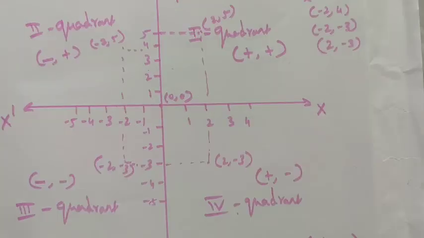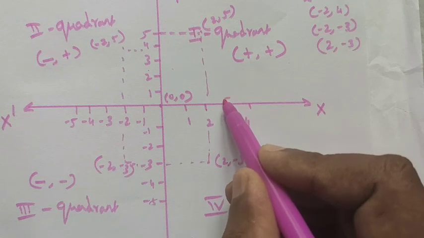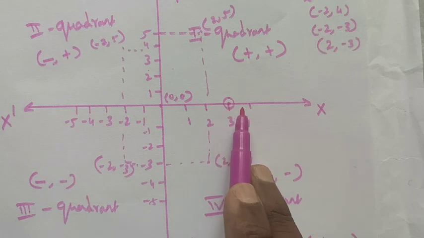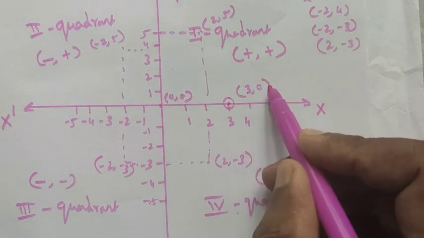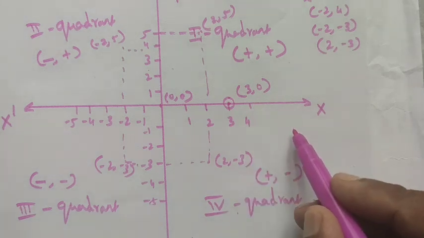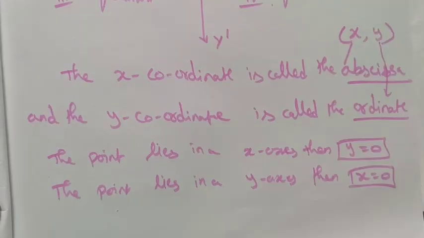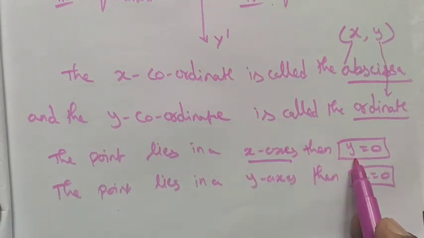And one more point: if a point lies on the x-axis, then its y value is always 0. This point may be 3 comma 0. If the position of the point lies on the x-axis, then y is equal to 0.